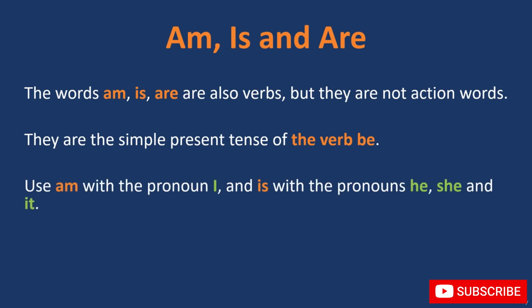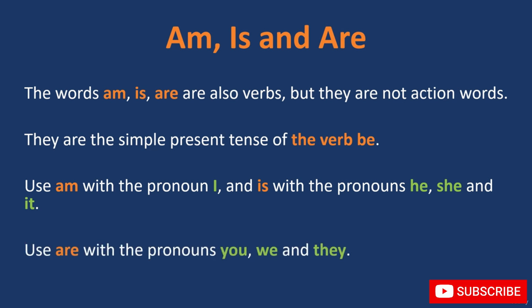We use am with the pronoun I. We usually say I am, and is with the pronouns he, she, and it. He is, she is, and it is. We use are with the pronouns you, we, and they. We usually say you are, we are, they are. If I say my friend, so my friend is, but my friends are. My sister is, my sisters are.